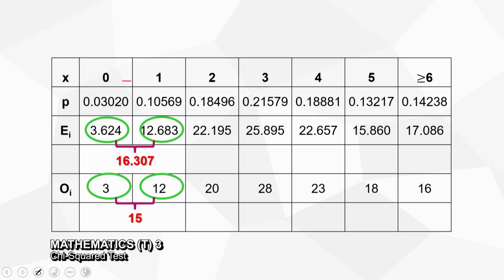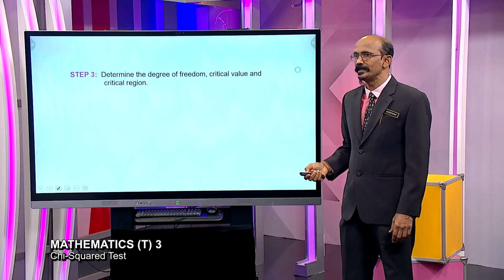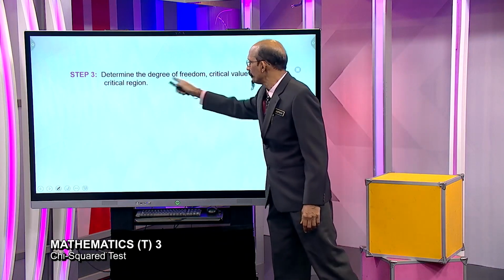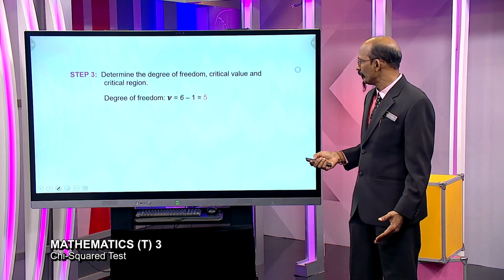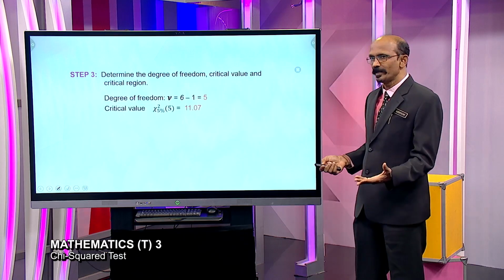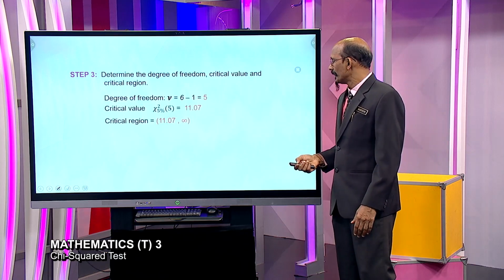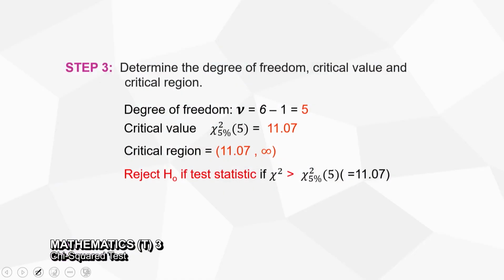Then step 3 is slightly different here because we need to find the degree of freedom. The only difference is the degree of freedom. Other than that, everything is the same as hypothesis testing. We find the degree of freedom: 6 columns minus 1, I get 5. Then by using the table, I find the critical value. And then I state the critical region and I make my early decision.